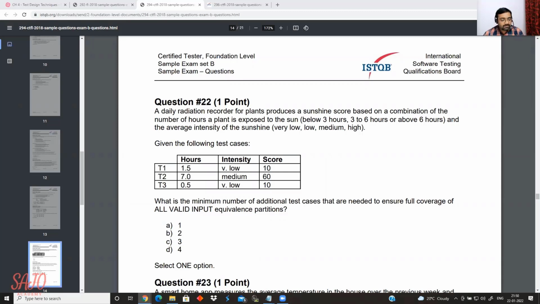Sir, can you tell me how many total questions can come from chapter 4? 11. 11 questions. This is the highest weightage if we consider all the chapters.